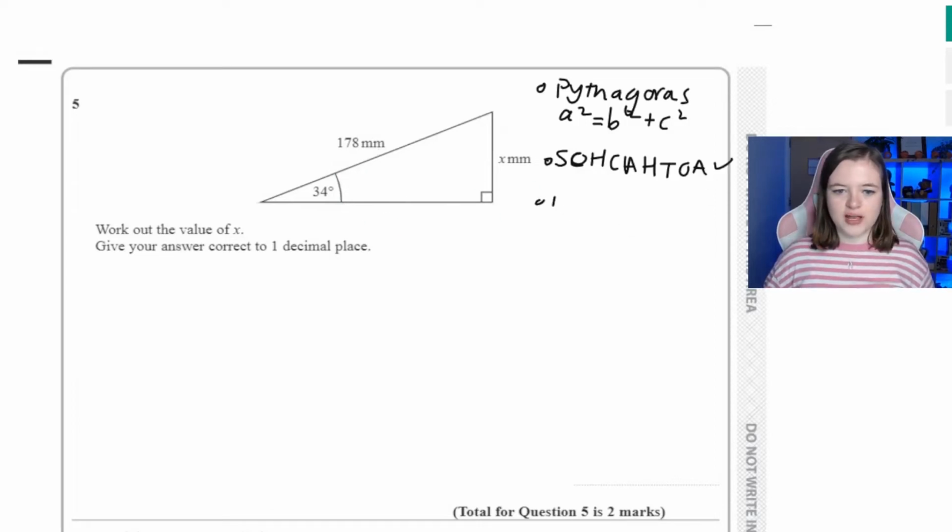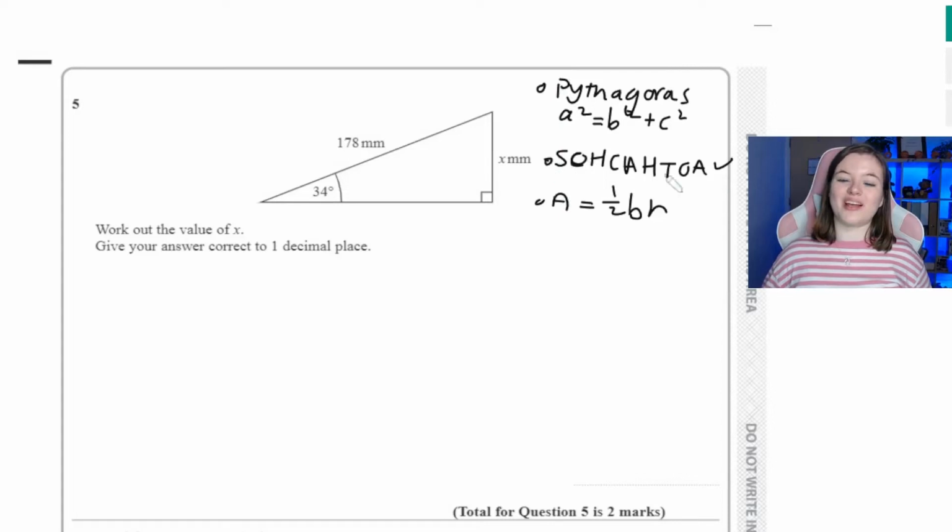The third one is the area is a half base height. It's the area of a triangle. Those are the only three things that come up when you've got a right-angled triangle. And in this case, we're going to use SOHCAHTOA.